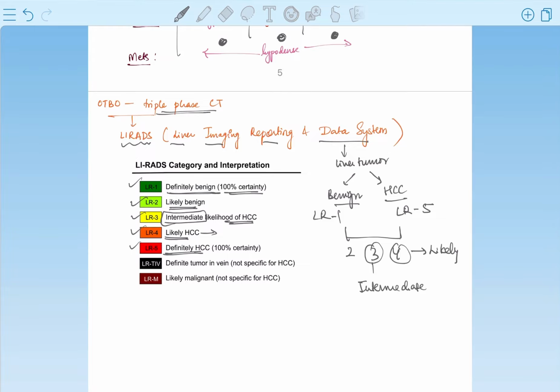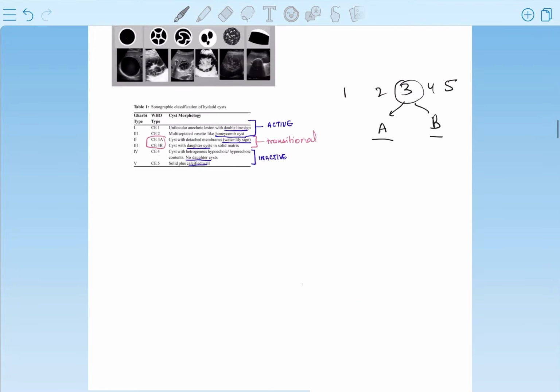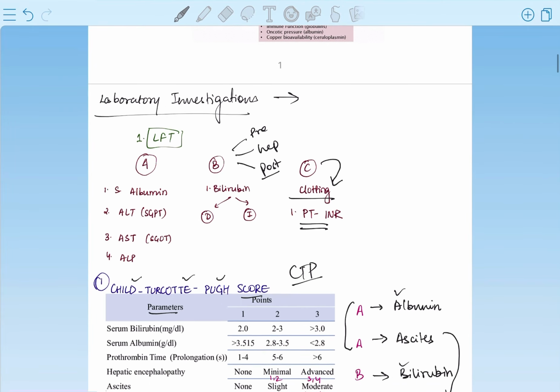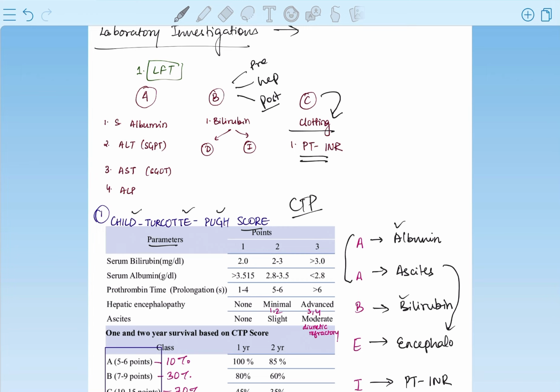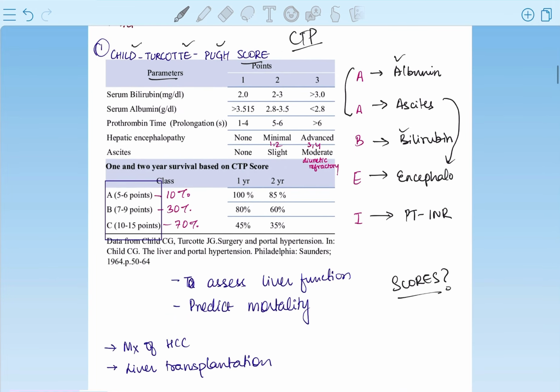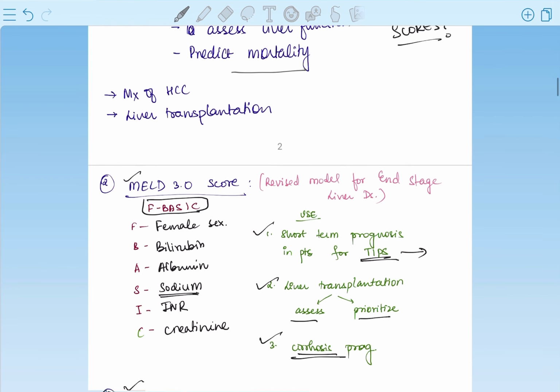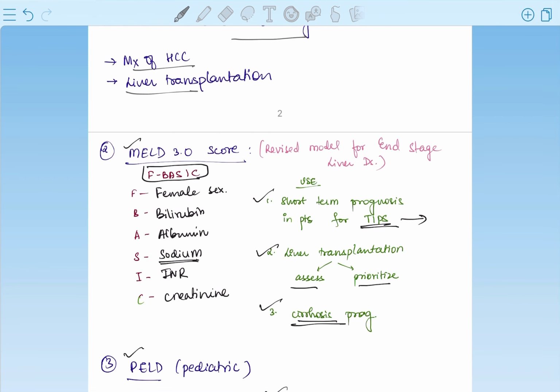So that's it for today. We're going to see a quick revision of what we have learned so far. We saw the investigations. Under investigation, we saw the liver function test. It consists of ABC: albumin, ALT, AST, ALP, B for bilirubin, C for clotting. Okay, and with this liver function test, we used it for the CTP score, which is a prognostic index which predicts the mortality, and these are its parameters. It has 3 classes, A, B, C, each having different points and indicating different mortality probabilities. And it is useful for liver transplantation and management of hepatocellular carcinoma.